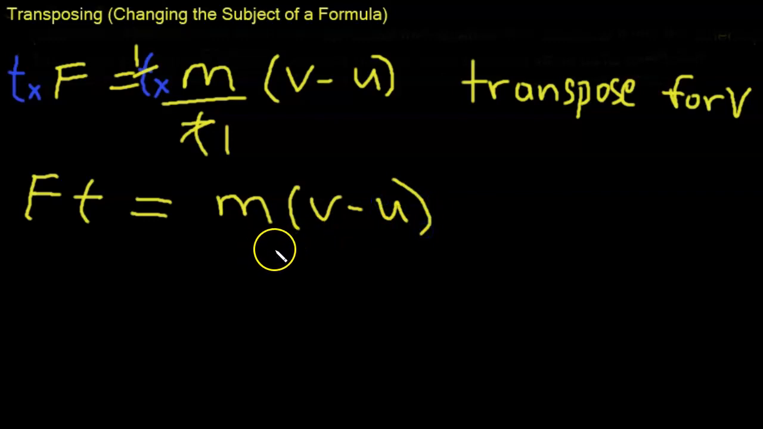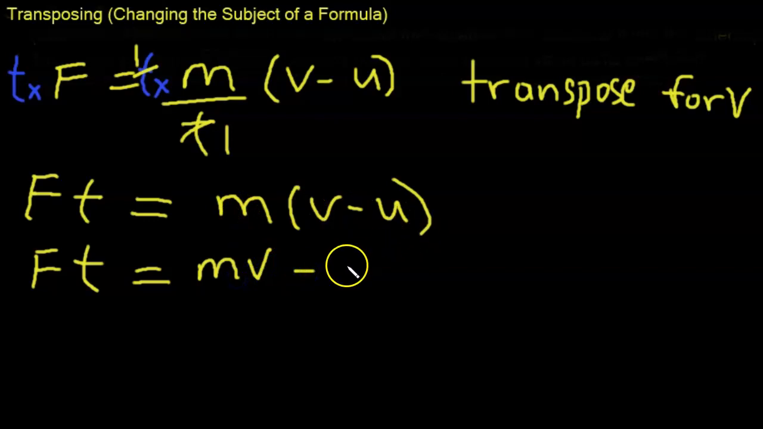And now transposing for V, we need to clear our bracket. So we have FT, and then we're going to multiply the mass represented by M times each term in the bracket. So M times V, that's MV. M times U, that's MU. And now we need to group the MU with the FT. So we have FT, and if we group that with MU, it's positive MU.